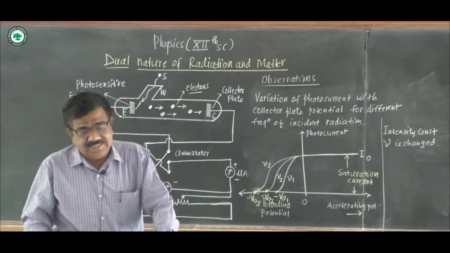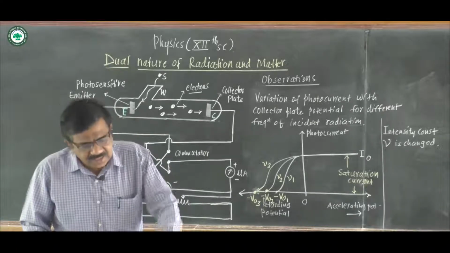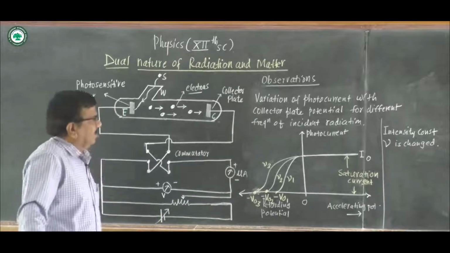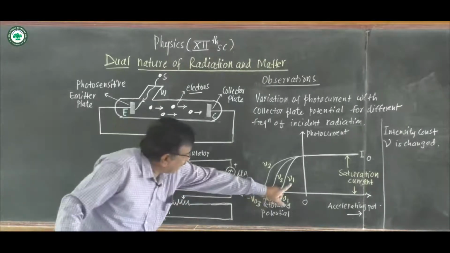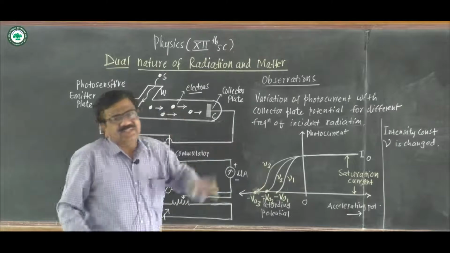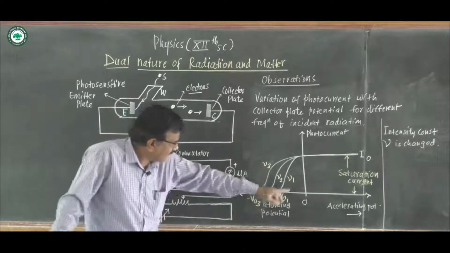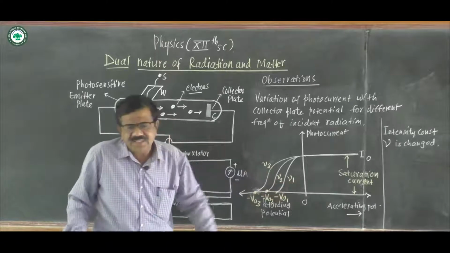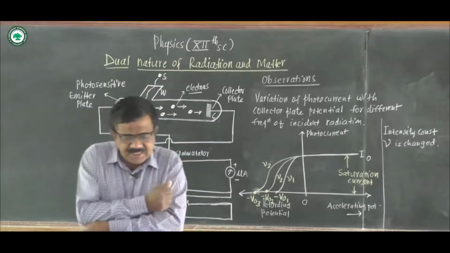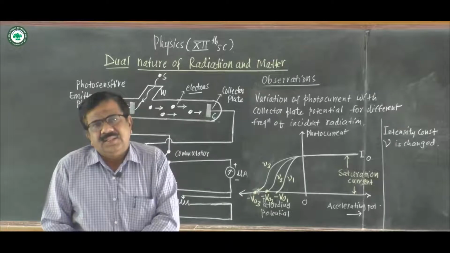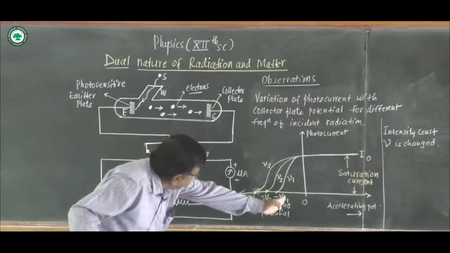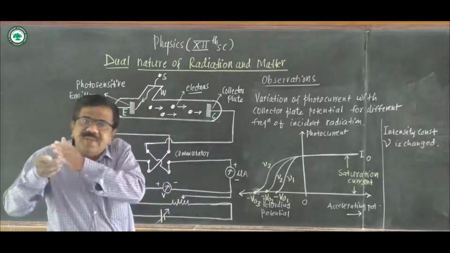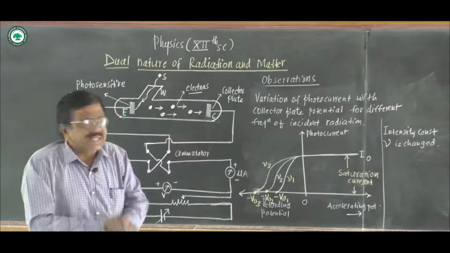What does it indicate? It indicates that the energy of photoelectrons depends on the frequency of incident radiation. Stopping potential becomes more negative when the frequency of incident radiation is increased.